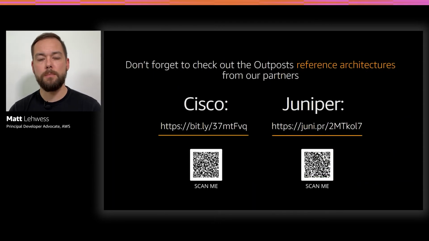If you were interested in some topologies here on how to connect to your on-premises and what the potential Cisco or Juniper architecture could look like if you're using any one of those vendors, feel free to grab one of the links here or scan one of the QR codes. We've got some reference architectures that are worth checking out that Juniper and Cisco published.